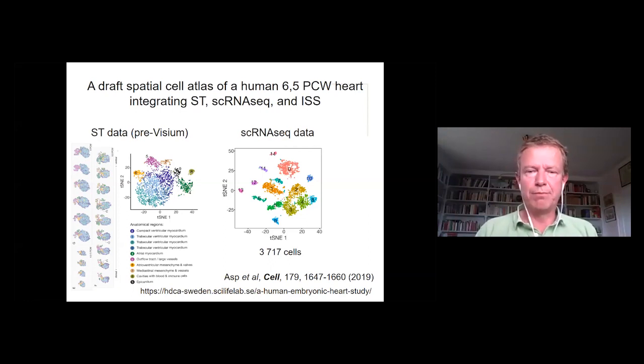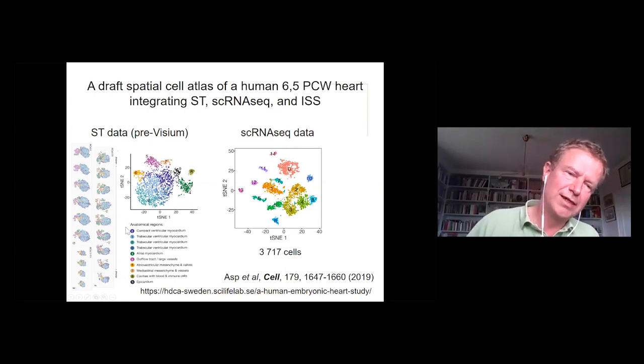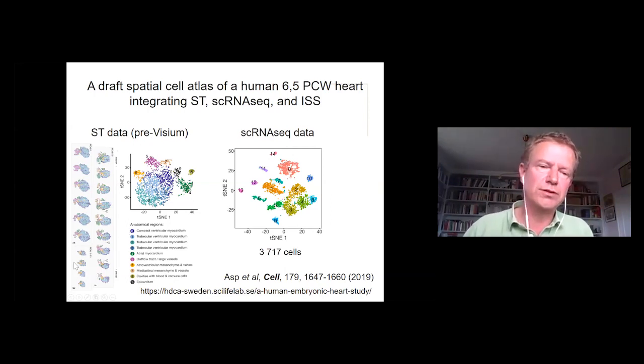This is a project we did in collaboration with Joakim Lundeberg. He had generated single-cell RNA sequencing data with a modest number of cells from a post-conception week 6.5 heart, and also spatial transcriptomic data, the Pre-Visium version of it, from three time points, 4.5, 9, and 6.5, and generated clusters of spatially differentiated gene expression patterns.